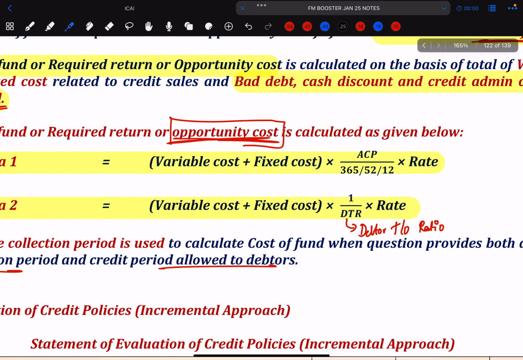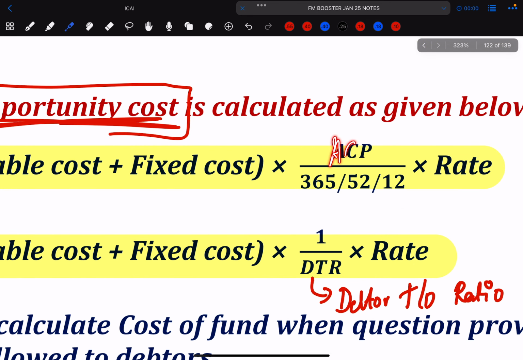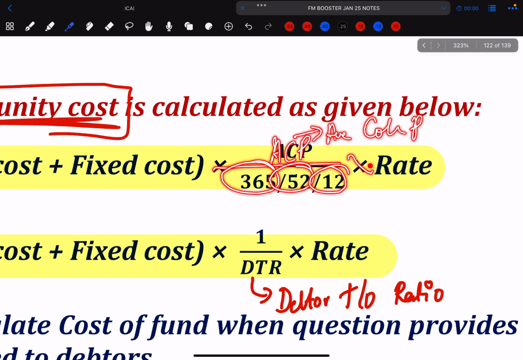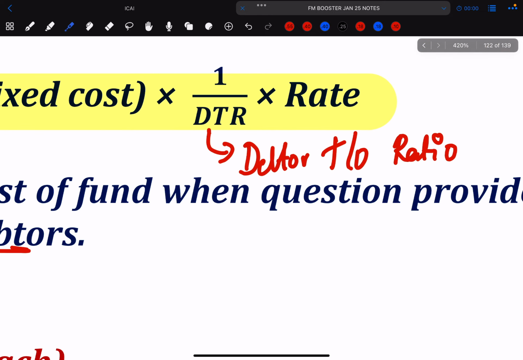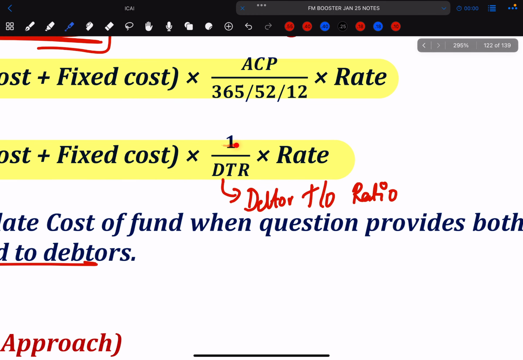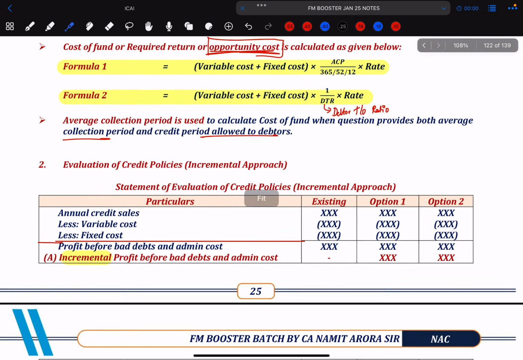It is simply variable cost plus fixed cost divided by ACP. ACP is average collection period. Okay, divided by 365 when it comes to days, weeks and months, into the rate, which will be given in the question. And if in the question they have given debtors turnover ratio, in that case 1 by DTR. Okay, fixed always variable and fixed. If the fixed cost is not given, you can go for only variable also.